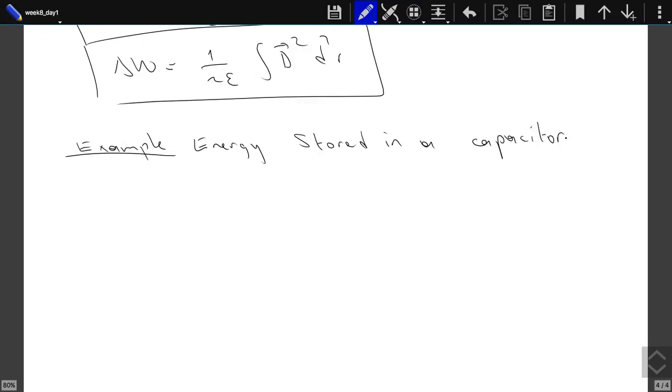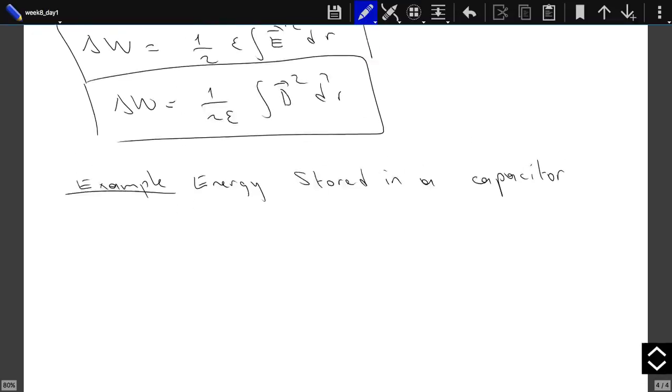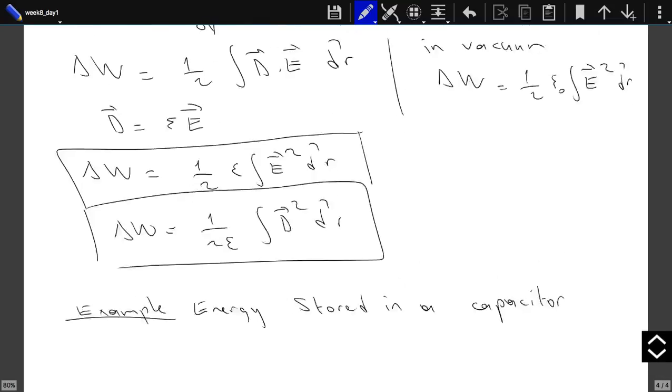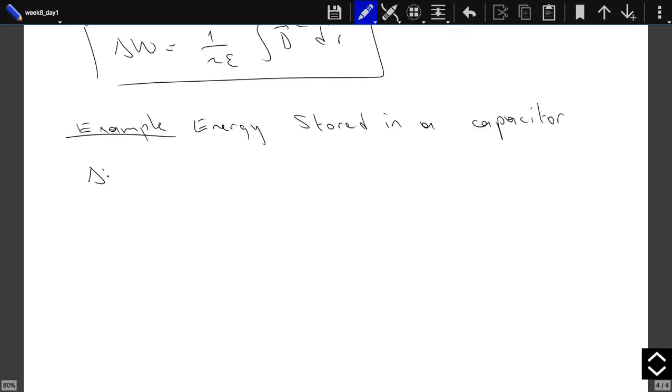So let's see what's the energy stored in a capacitor. Let's use this expression over here, delta W is equal to 1 over 2 E dot D, d cubed r, to calculate the total energy in a capacitor.